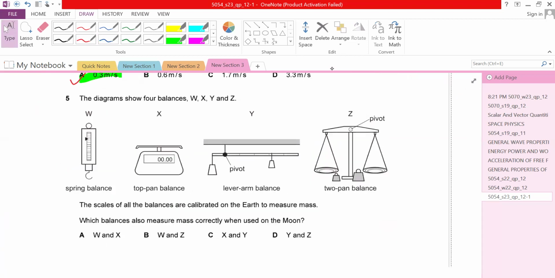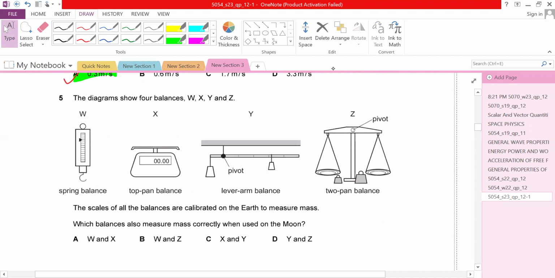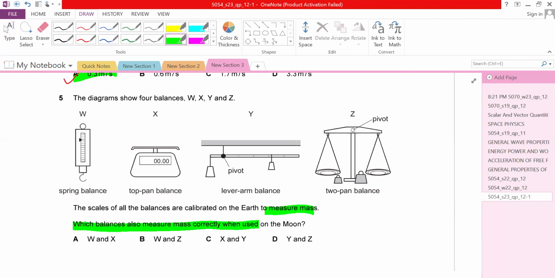Question number 5 says the diagram shows 4 balances W, X, Y, and Z. These are 4 balances shown in the diagram. The scales of all the balances are calibrated on the Earth to measure mass. Which balance also measures mass correctly when used on the Moon? So two of these balances will measure mass on the Moon, and this will happen because of the two masses, the gravitational field will be cancelled out.